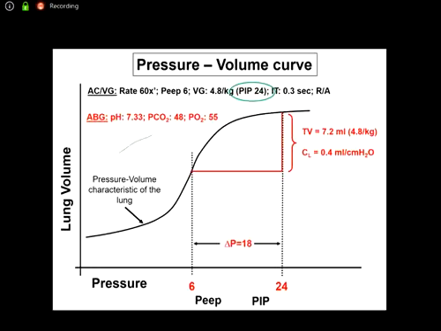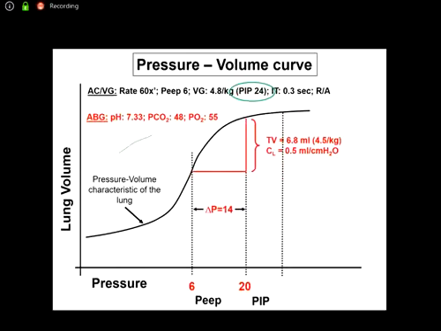So how do you fix this? What do you do? If you can answer me, we'll see if you know what the answer is. But what I will do is decrease the volume. So if you decrease the volume, let's say just slightly from 4.8 to 4.5, you're going to need only a PIP of 20. So now your delta P is only 14.